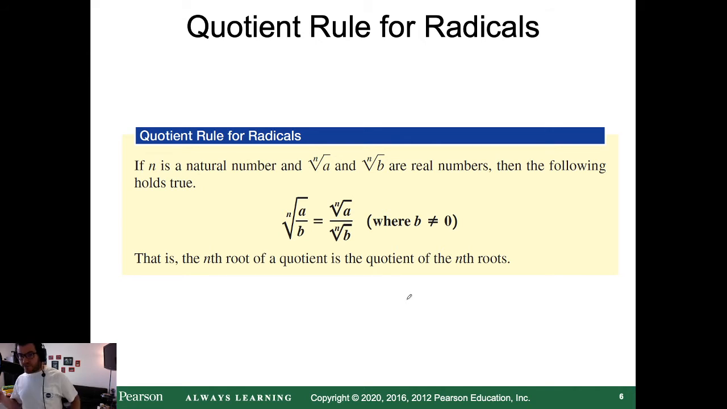Okay, so now, that was the product rule. So basically, if you have two radicals with the same index, you can join them together into 1. Same thing with the quotient rule. So if you have a quotient written like this, and this is what I like to do, where it's combined, you can also separate them. The same thing with you can combine them.